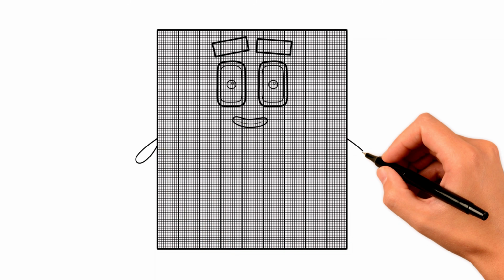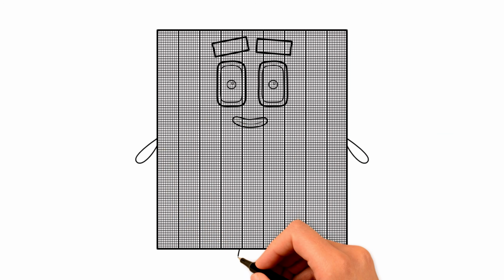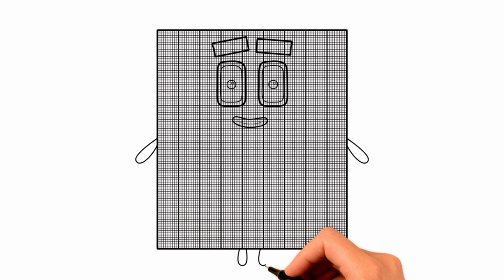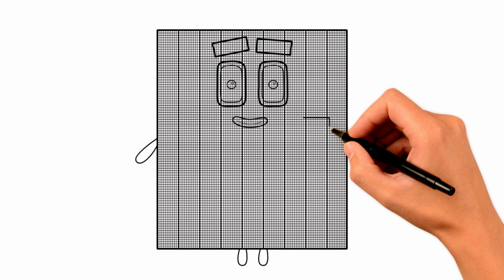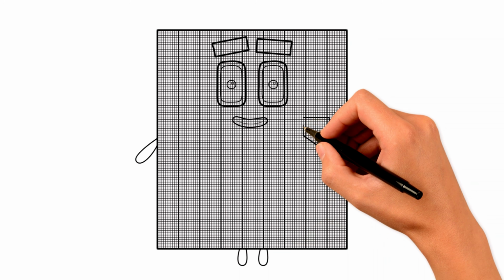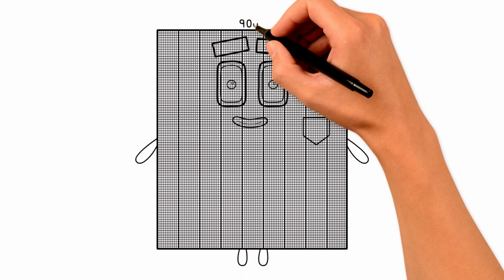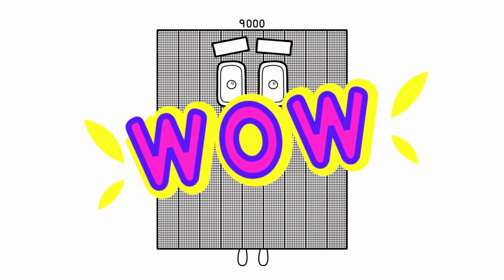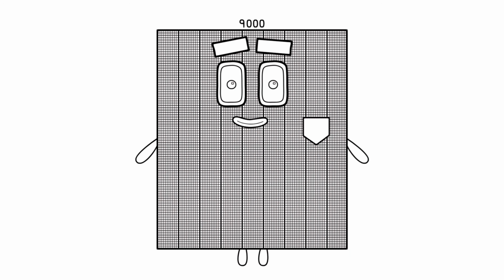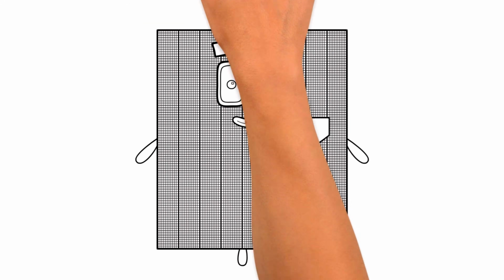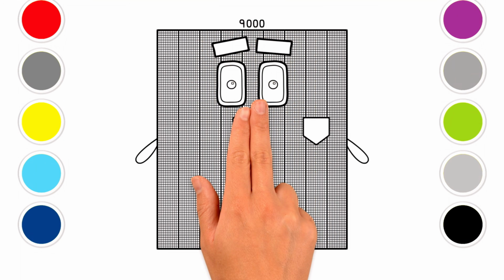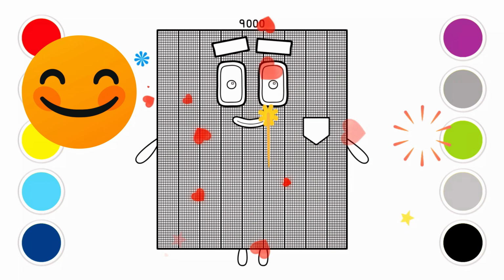Draw the hands on both sides. Draw the legs at the bottom. And draw the stylish pocket on the side. At the top, write 9,000. Adventures start today. Pencil magic. I am Numberblock 9,000. What's your number block? Coloring time!